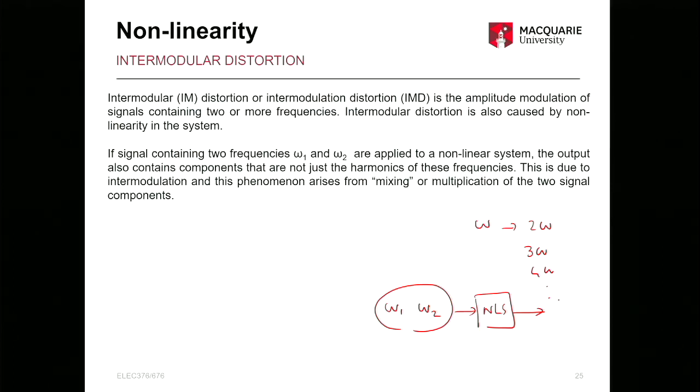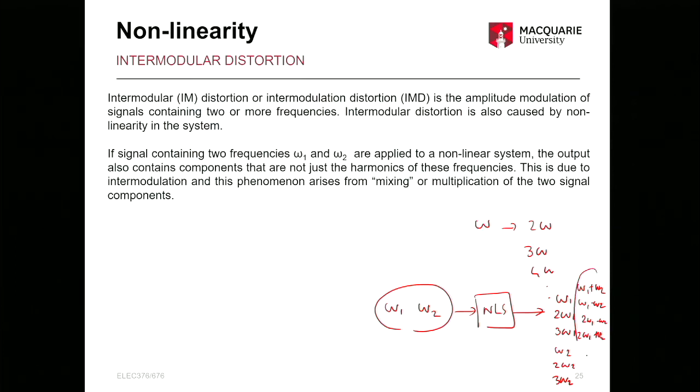Of course, there will be harmonics from each individual signal. So there will be omega 1, 2 omega 1, 3 omega 1. And again, there will be omega 2, 2 omega 2, 3 omega 2 components. And there also will be the sum and difference frequencies: omega 1 plus omega 2, omega 1 minus omega 2, 2 omega 1 minus omega 2, and 2 omega 1 plus omega 2. So there will be plenty of frequencies there.